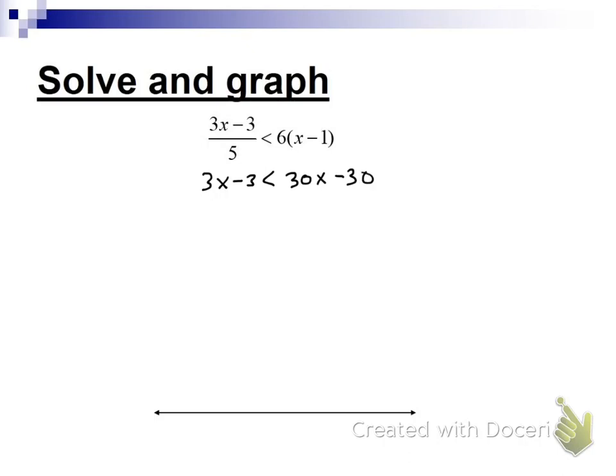Is everybody okay with that? Then multiply both sides by 5 and distribute the 30 through. And then we're going to get all my x's on the same side. I don't care if you subtract 30x or subtract 3x. Whatever you guys tell me to do. So he's going to subtract 3x: -3 is less than 27x minus 30. Then he's going to add 30. So it gives him 27 less than 27x, which gives him x is greater than 1. I would rewrite it as x is greater than 1.